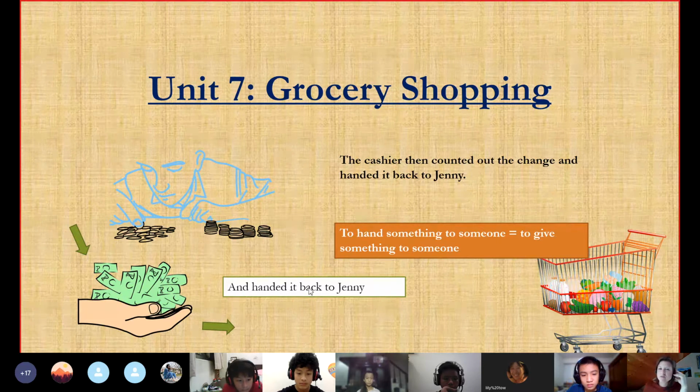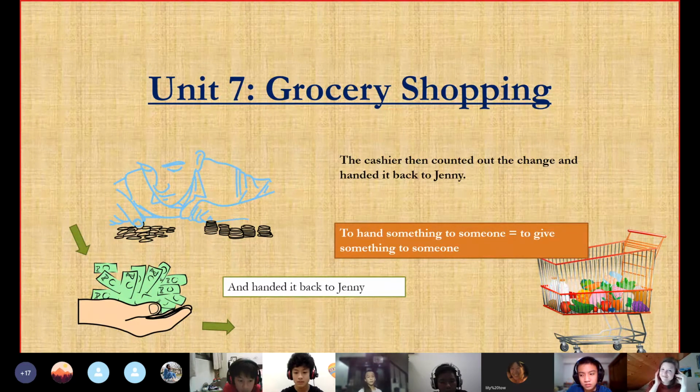And handed it back to Jenny. And hand it back to Jenny. Okay, so to give it back.